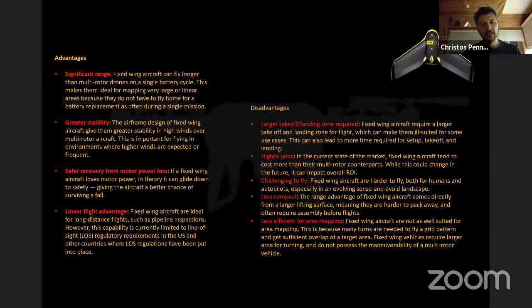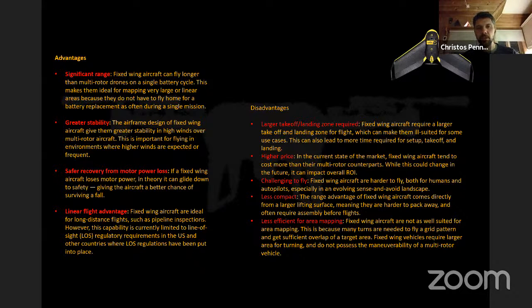And they have this linear flight advantage: fixed wing aircraft are ideal for long distance flights, such as pipeline inspections, etc. But their capability of long flights is limited by the line of sight regulatory requirements, especially in the US and many other countries, where these line of sight regulations have been put into place after many incidents that happened with drones falling on people's heads, etc.